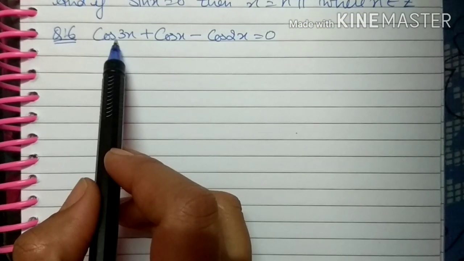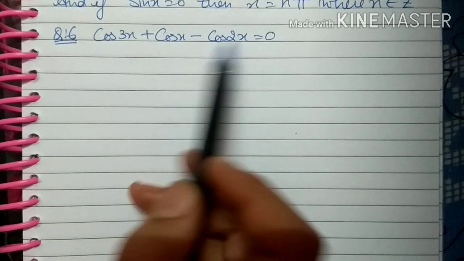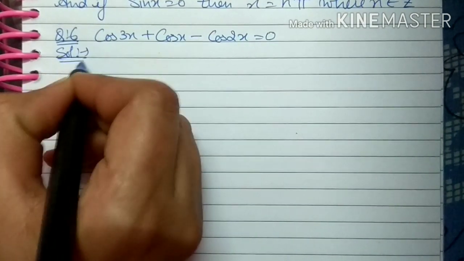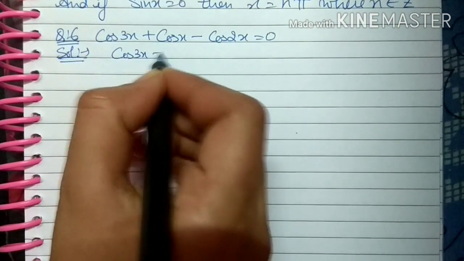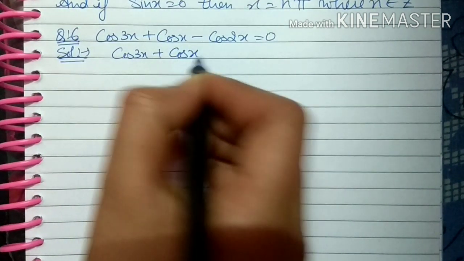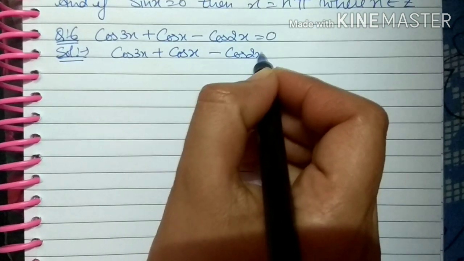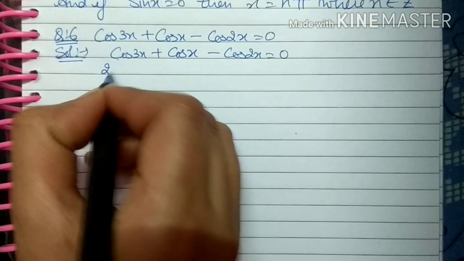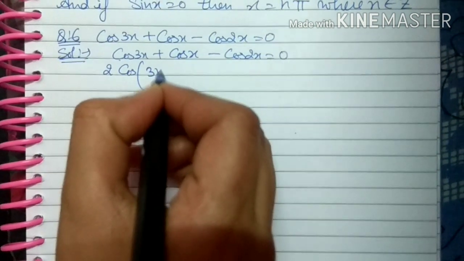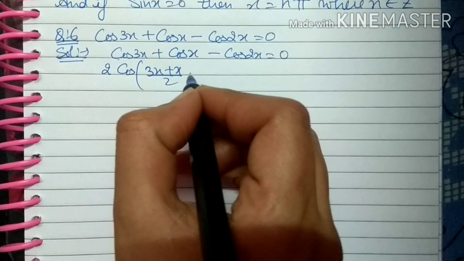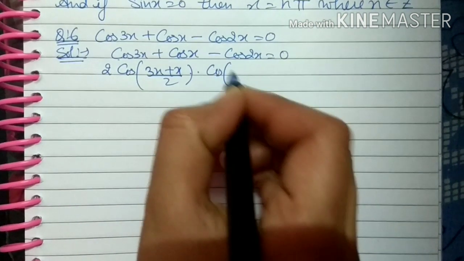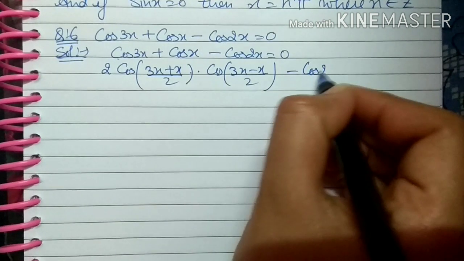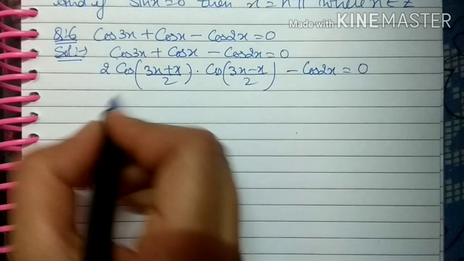क्वेश्चन नंबर 6 देखेंगे. cos 3x plus cos x minus cos 2x बराबर 0. So start its solution here. We have cos 3x plus cos x minus cos 2x बराबर 0. Applying the formula cos c plus cos d, we have 2 cos (3x plus x) by 2 into cos (3x minus x) upon 2 minus cos 2x is equals to 0.